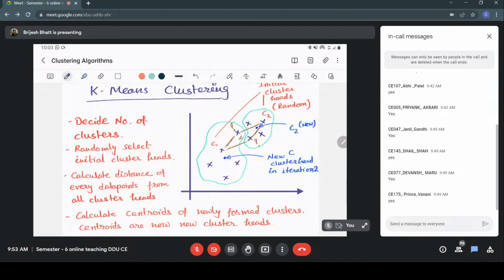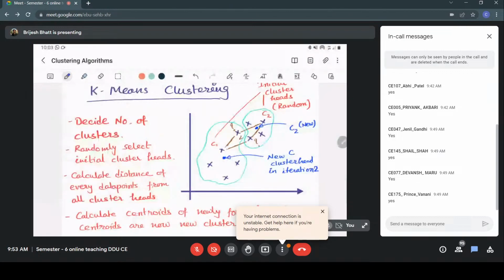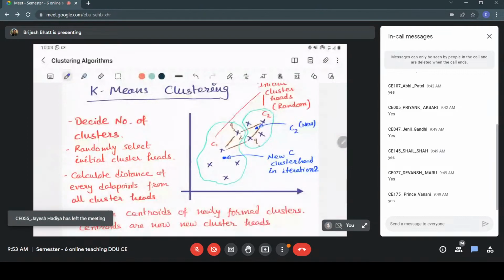And now from these new dots, which I have shown as blue dots, if you calculate the distance of x1 from these new data points, again we repeat the process. Once the new cluster heads are formed, we repeat the process. So if you see, the distance of these data points from C1 is now more than the distance from C2.